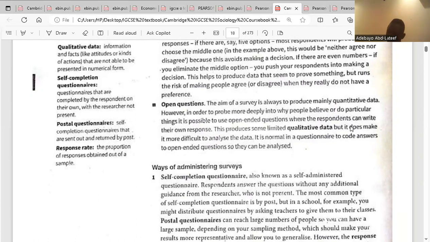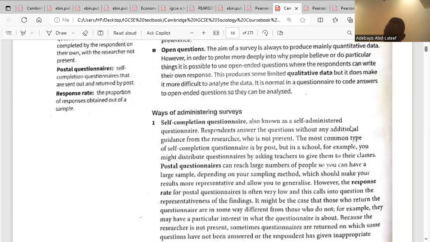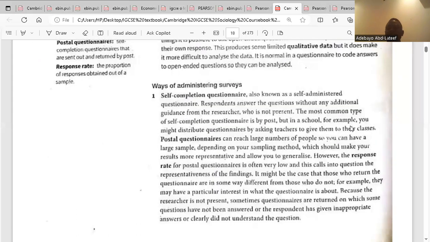Then we go to ways of administering surveys. We start with the self-completion questionnaire, which is also the self-administered questionnaire. Respondents answer the questions without any guidance from the researcher. That's why I call it self-completed. Do you get it?